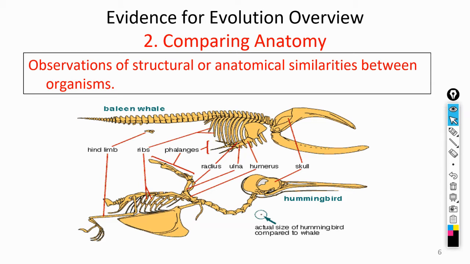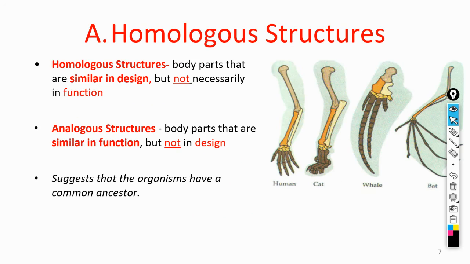So we can see they both have a skull, they both have a humerus and an ulna and a radius and phalanges, which are basically fingers. They both have ribs, they both have hind limbs. So there are a lot of similarities between a whale that lives in the ocean and a hummingbird, which is a bird that has the ability to fly.